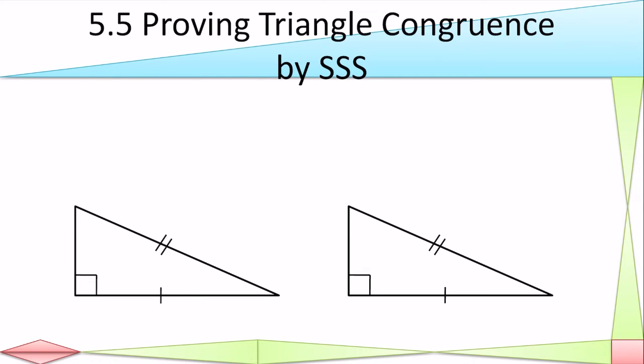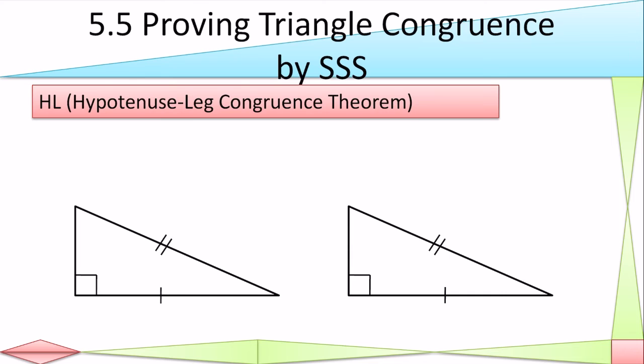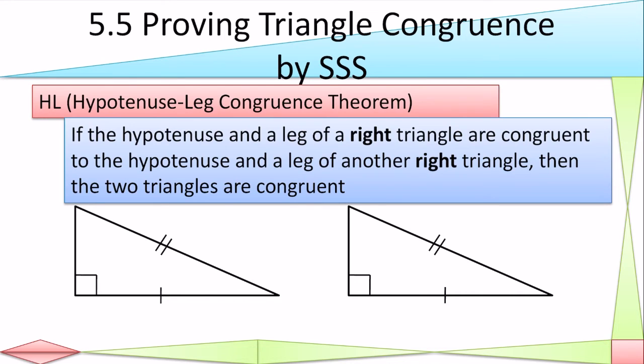So this brings us to the HL theorem, hypotenuse leg congruence theorem. And it says if the hypotenuse and a leg of a right triangle are congruent to the hypotenuse and a leg of another right triangle, then the two triangles are congruent. So these must be right triangles. So for congruence theorems, we have to have three parts, like side, side, side, or side, angle, side, or in this case, HL and right triangle.